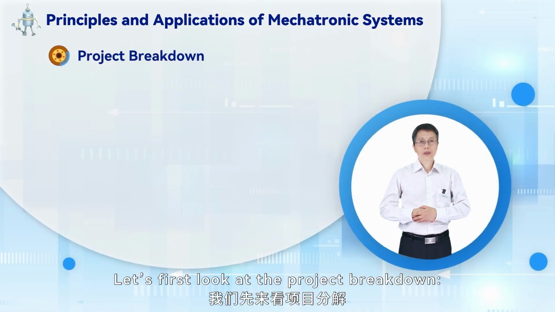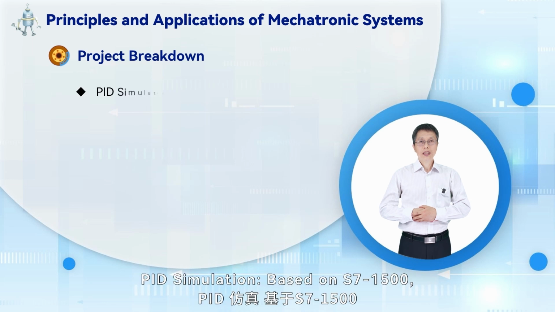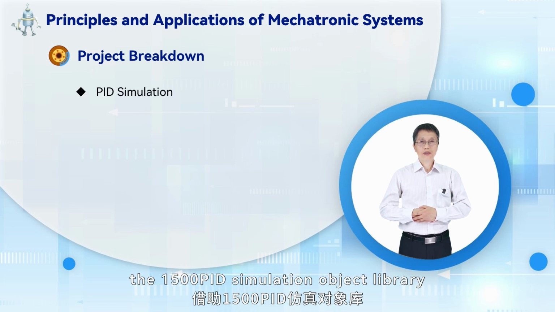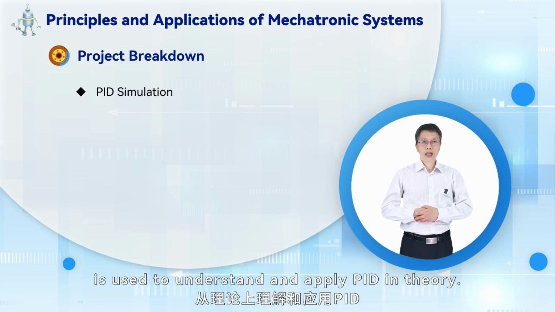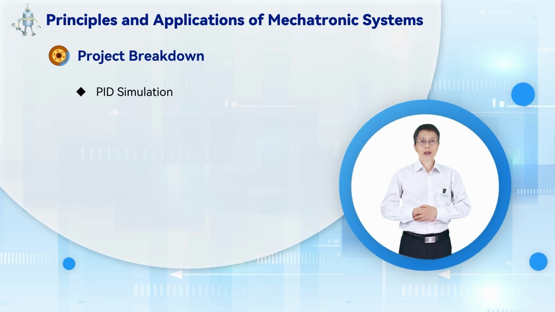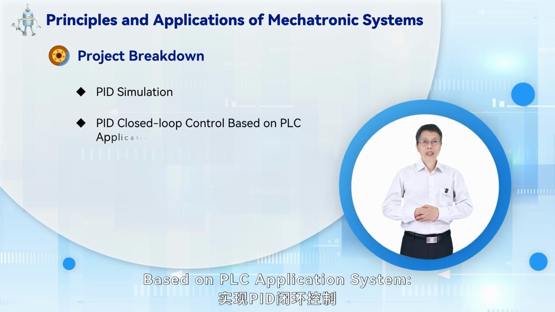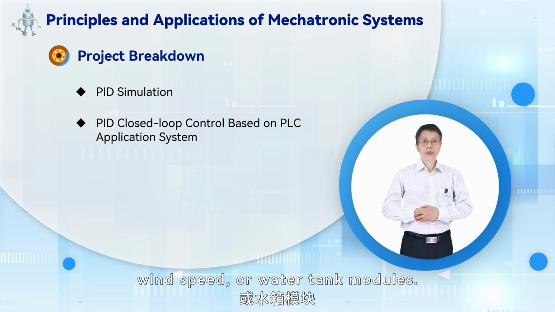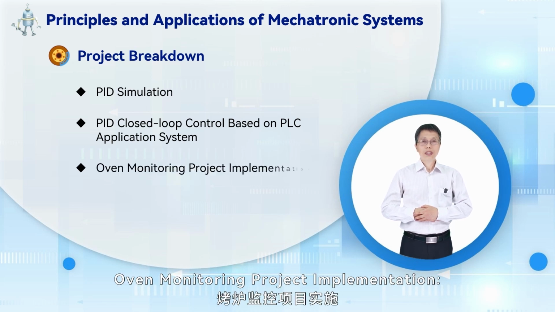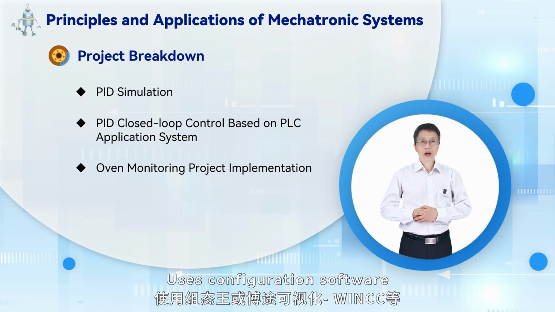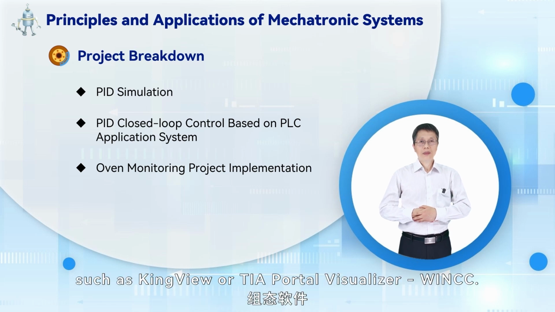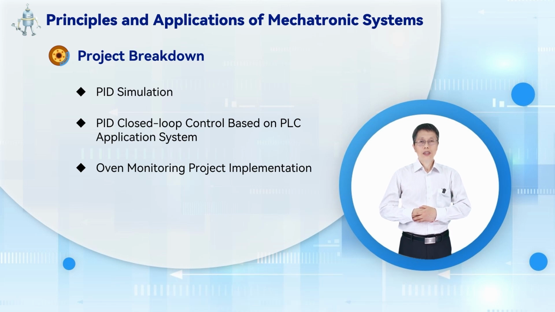Let's first look at the project breakdown. PID simulation. Based on S7-1500, the 1500 PID simulation object library is used to understand and apply PID in theory. PID closed-loop control based on PLC application system, applicable to temperature, wind speed, or water tank modules. Oven monitoring project implementation uses configuration software such as KingView or TIA Portal Visualizer, WinCC.